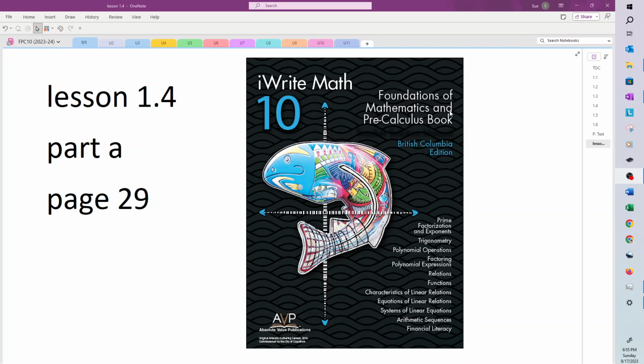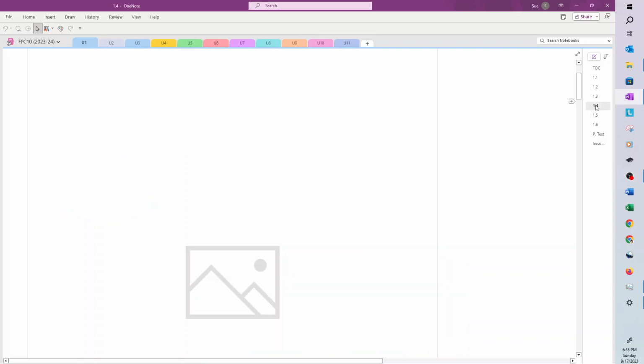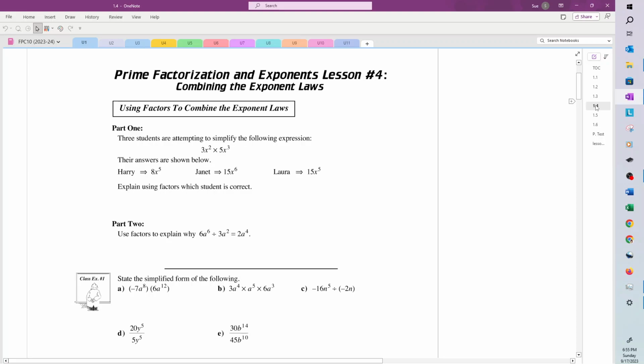All right. So this is review of last year, but it is stuff that seems to get forgotten between grade 9 and grade 10. So this is using factors to combine the exponent laws. So we're going to use multiple laws together.